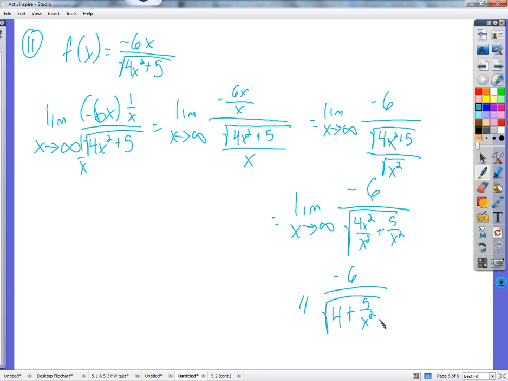As it approaches infinity, it doesn't ask about negative infinity. I think it might be part B. Does it ask about negative infinity? It just tells you to fill out this table and then estimate the limit. Oh, that's still the same problem. It'll always be positive. So it'll always be negative. Yeah. It'll always be negative 3.